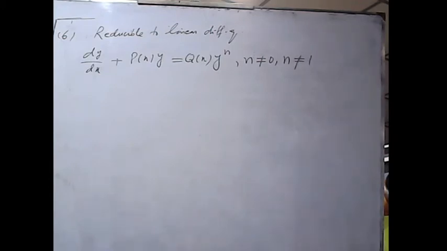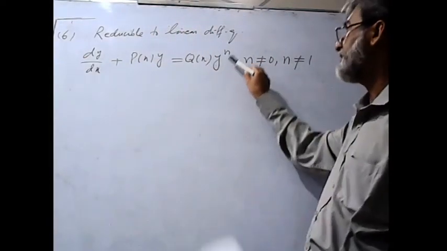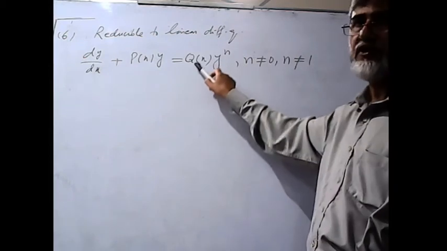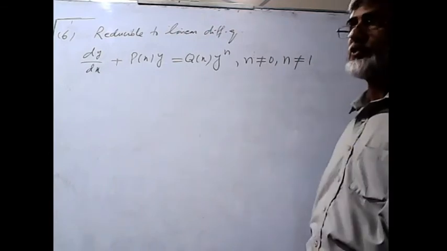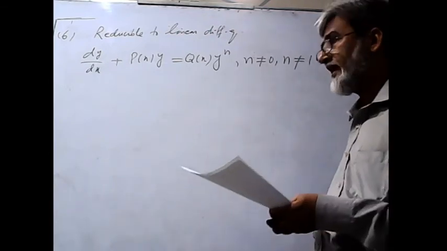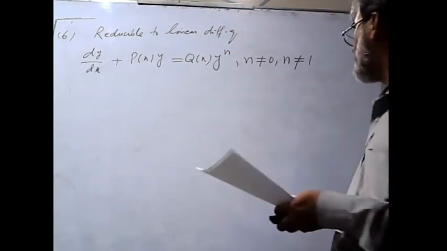So n may be a whole number other than 0 and 1, and sometimes fractional values of n are also involved, which are considered as reducible to linear. So the y power n factor maintains the non-linear form in case n is not equal to 0 and n is not equal to 1.